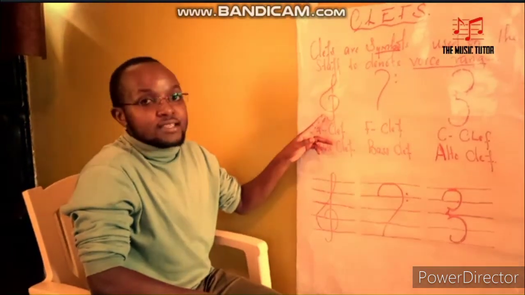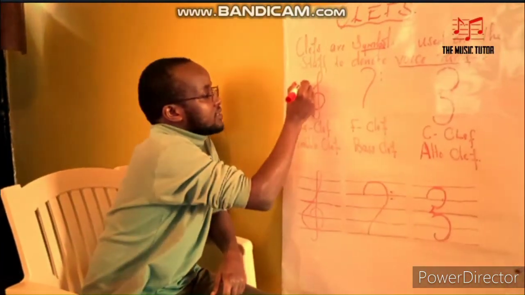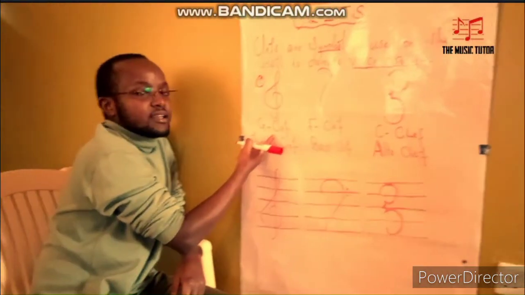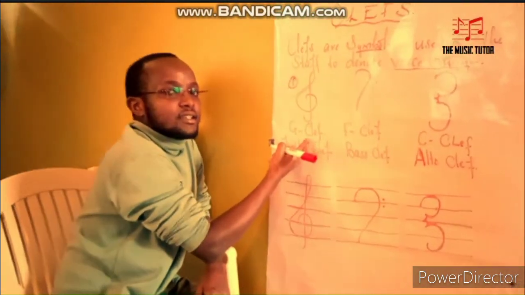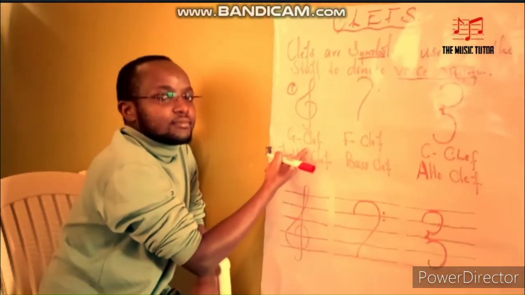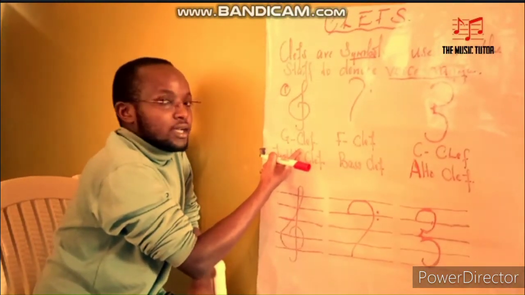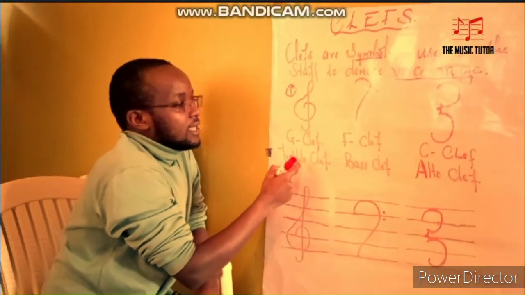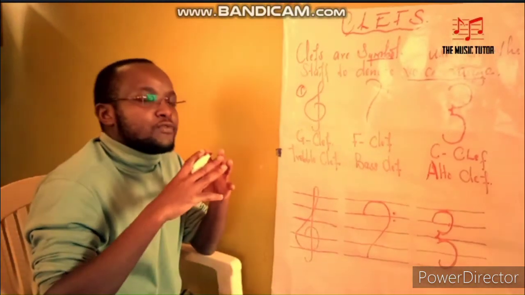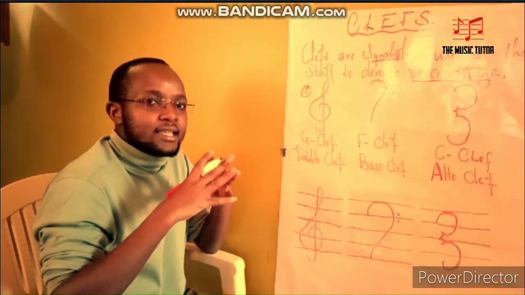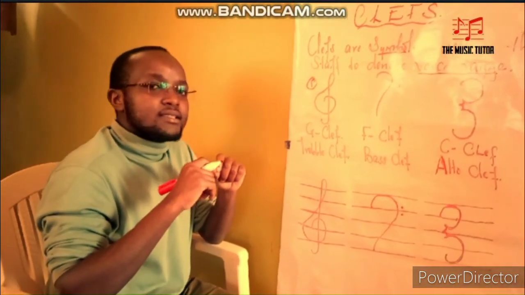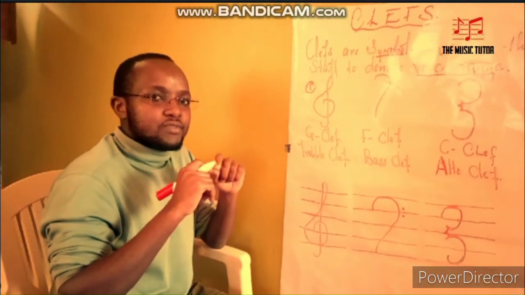This first clef here is called the G clef, or the treble clef. It is used for voices with high registers, that is, the ones where the pitch is very high.